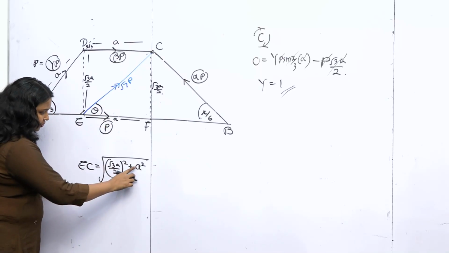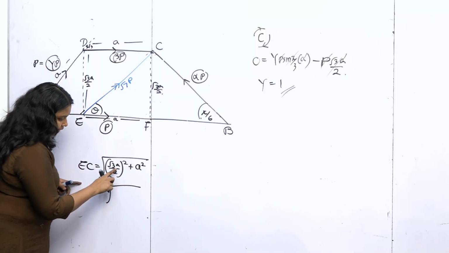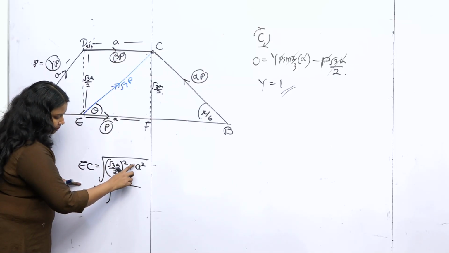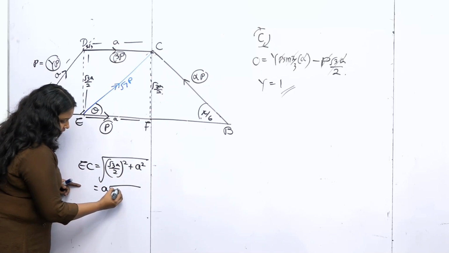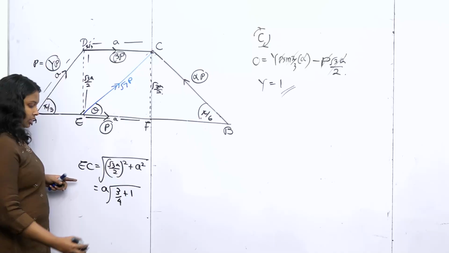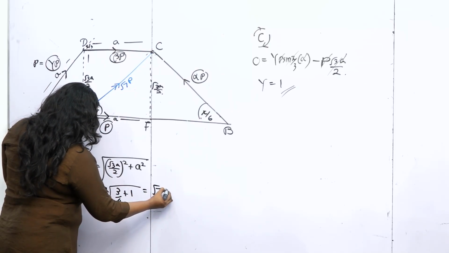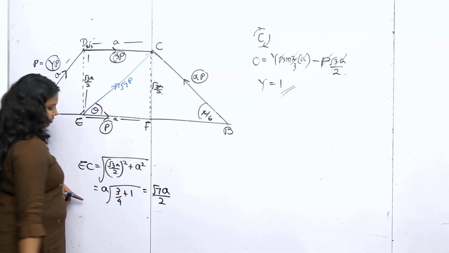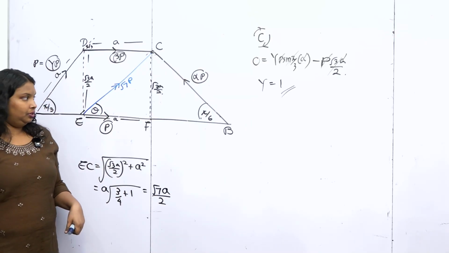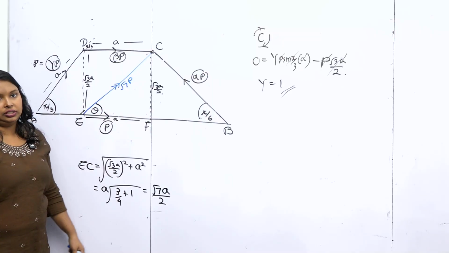Can you see a squared, it's there. I will take a out. Then what do you have here? 3 over 4 plus 1. Which is equal to root 7 a over 2. We will get the answer as root 7a over 2. Clear? That is easy. EC is root 7a over 2.